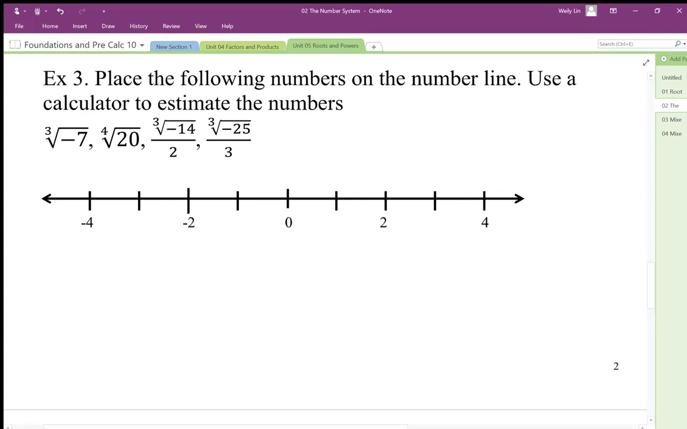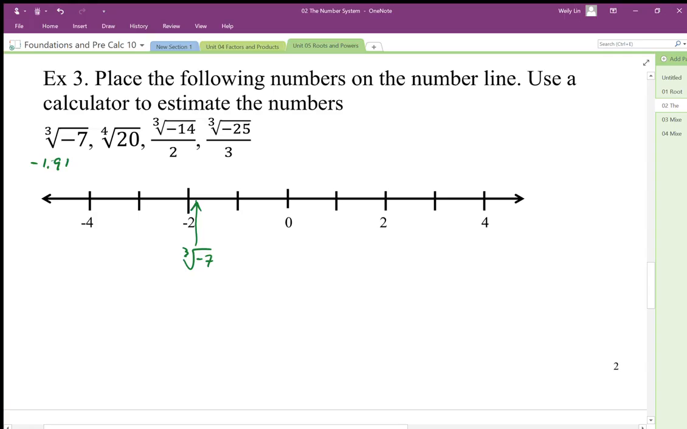So I'm going to do the cube root. Make sure you know where your cube root button is. Cube root of negative 7. I end up with negative 1.91. So negative 1.91 is right about there. That's where the cube root of negative 7 ends up on the number line.